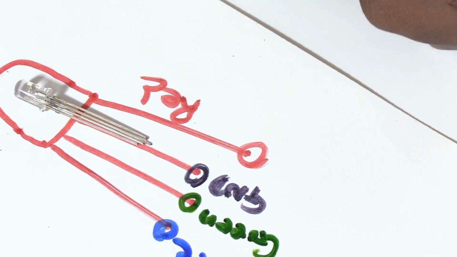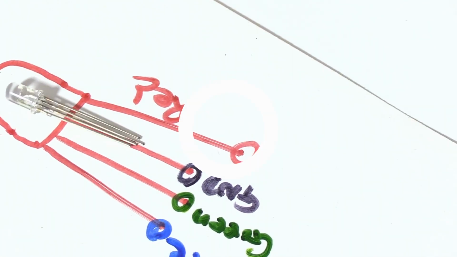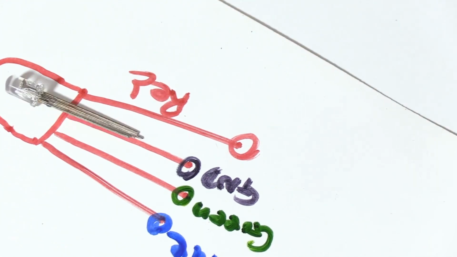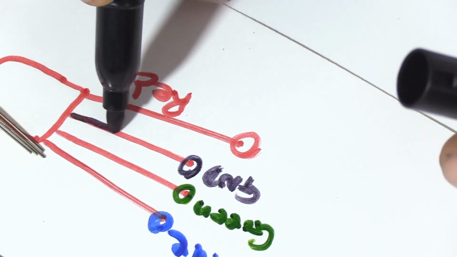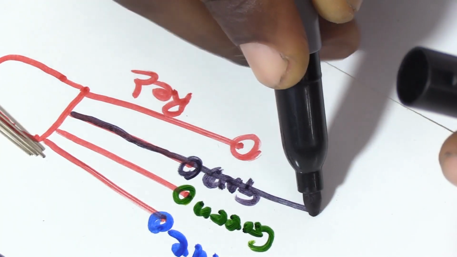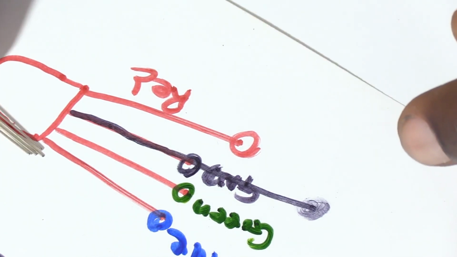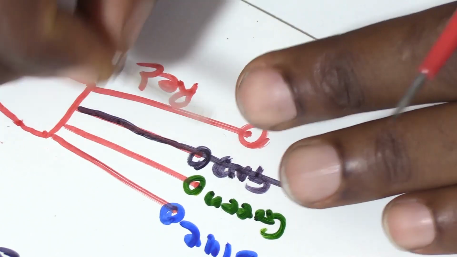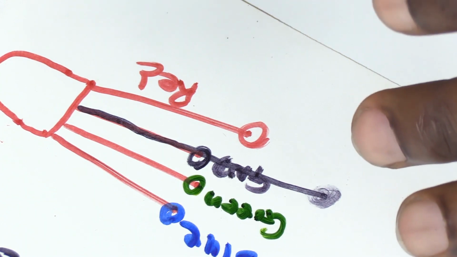Now since I have common cathode, this is the longer leg. See, this leg is longer, so it should be the ground. So let me make it longer, and let me use black and draw it longer. So you see, the longer leg is the ground. Then if I have the common cathode, the first leg should be what?